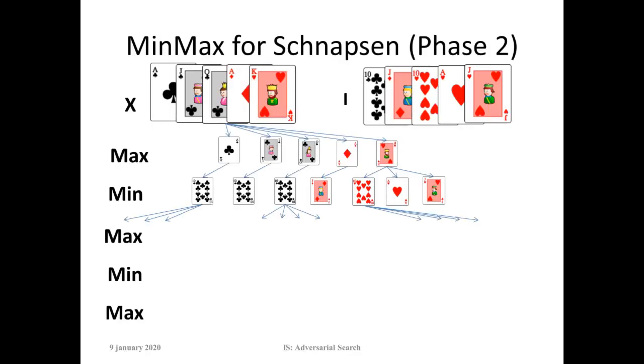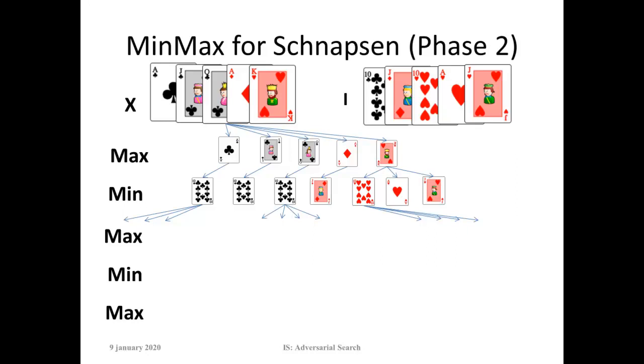Okay, so how does this algorithm work? I'll show you in a minute. Now let's understand how this works for the real Schnapsen. In the real Schnapsen, we now look only at phase 2, because in phase 2 we have the same situation that the number of cards is reduced, and we have a perfect information game, so we understand exactly what are the cards that your opponent has.